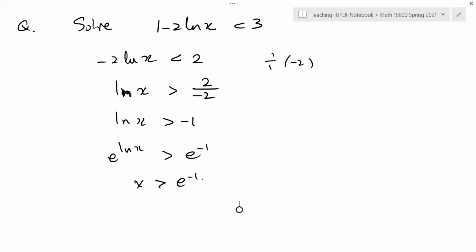But still, at the end, when you look at the answer, you ask yourself whether it's reasonable. Suppose you forgot to change the direction of the inequality, and x is less than e to the -1. You look at it: is this going to be a solution?